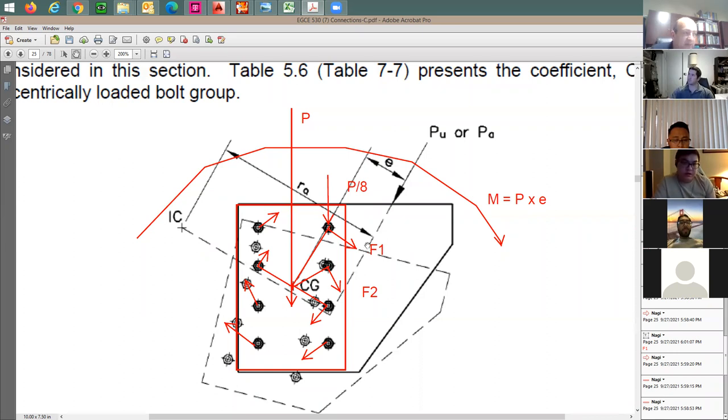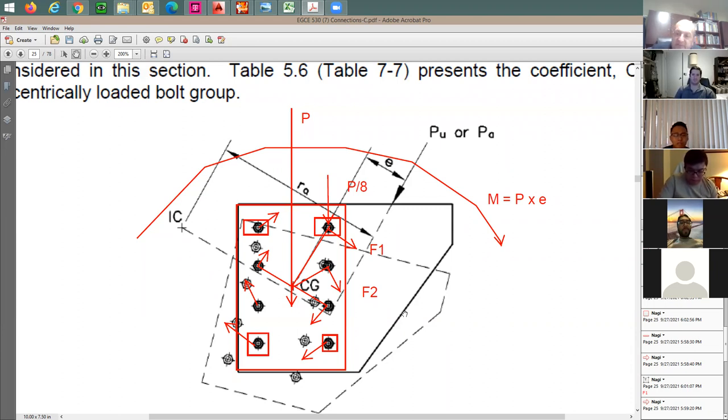So if you want to find out the force that goes to each one of these bolts, you should be able to. And you need to understand that the highest forces on any of these bolts are going to be at these corners, the ones which are really further away from the central bolts. Now, this is when it comes to the actual force applied to the bolt itself.